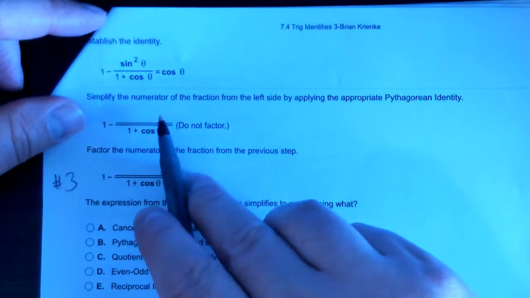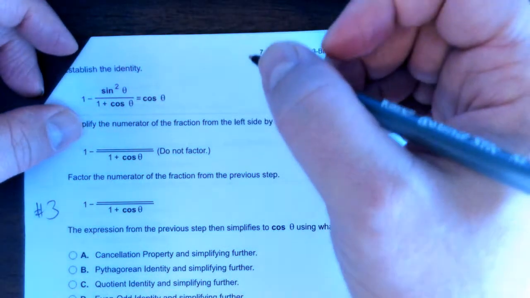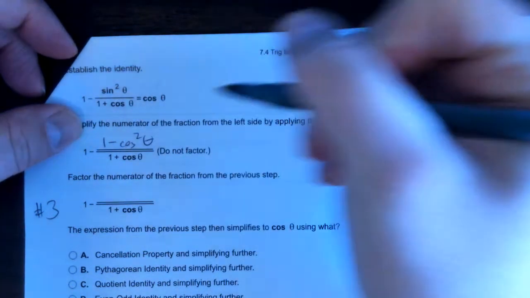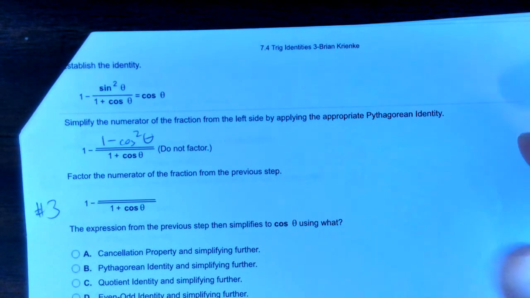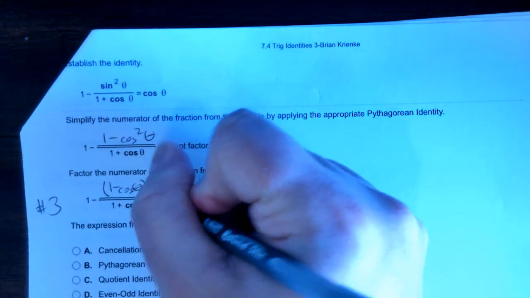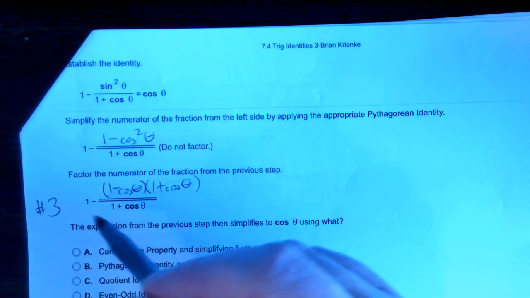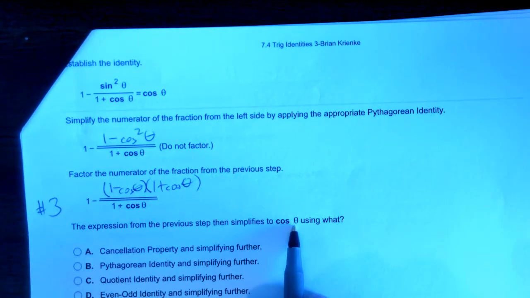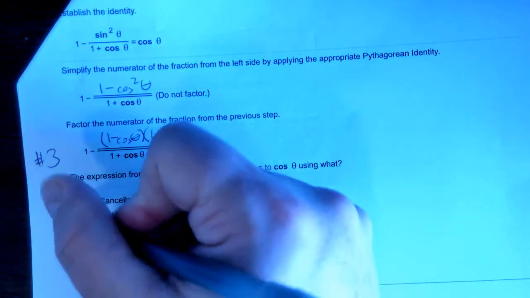Okay, on this one we have to apply your Pythagorean identity. Sine squared is the same as 1 minus cosine squared. Then they want you to factor that. And then these are going to cancel, and 1 minus 1 cancels. Then you end up with negative times negative cosine is positive cosine. So it does simplify to that from cancellation and simplifying further.